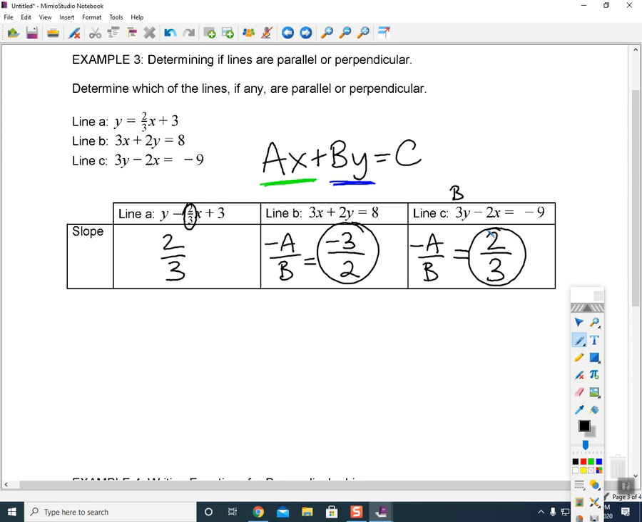So now I'm going to look at what patterns I have. Parallel means that their slopes are the same. So it looks to me that line A is parallel to line C. And then perpendicular lines are opposite reciprocals. And so since A and C are both parallel, they're both going to be perpendicular to line B. So A is perpendicular to line B, and line C is also perpendicular to line B. Okay?